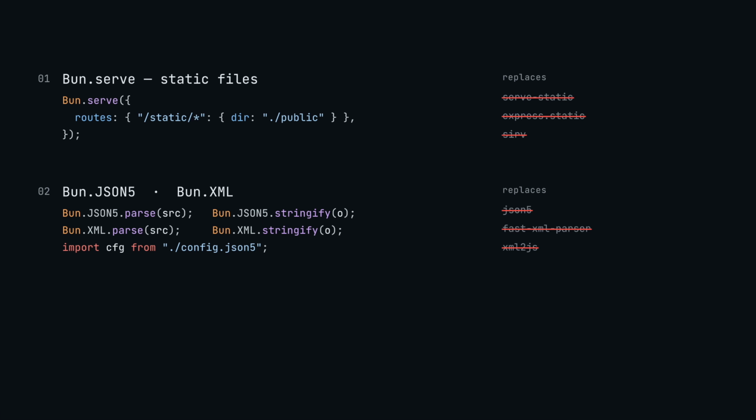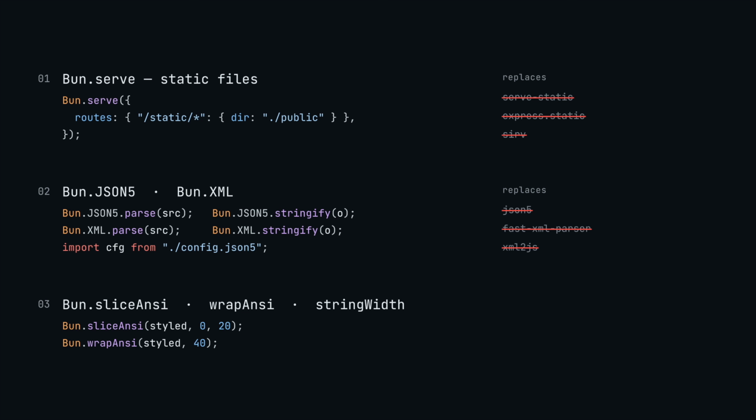The last three are helpers for the terminal. We have Bun.sliceANSI, Bun.wrapANSI, and Bun.stringWidth, which give you terminal column-aware slicing, wrapping, and measurement, replacing the need for packages like slice-ansi, cli-truncate, wrap-ansi, and string-width. Overall, that's about 15 packages gone, and I've only covered about half of this release.